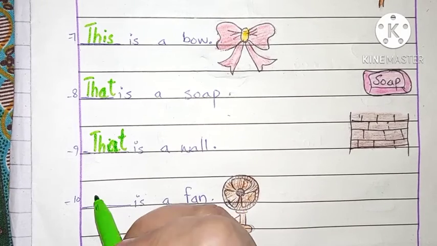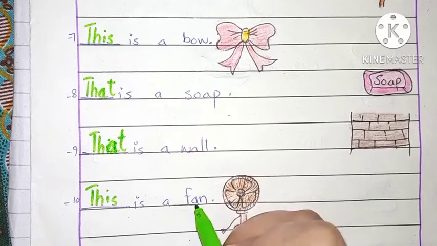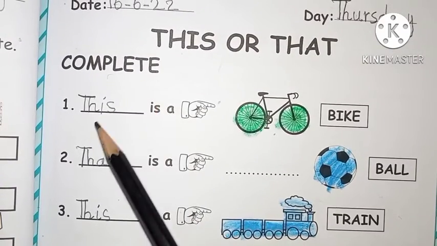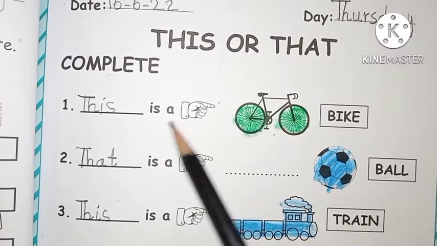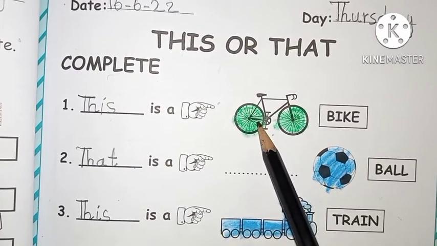Fan is near, so we will use this. This is a fan. This or that. Complete. Buy. This is a buy. We have to write here this.